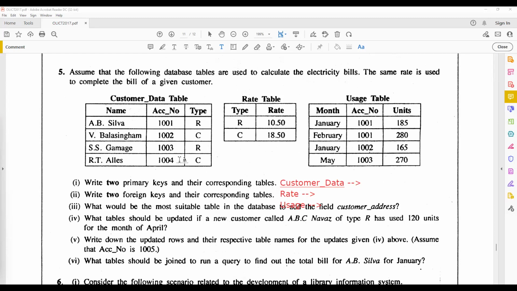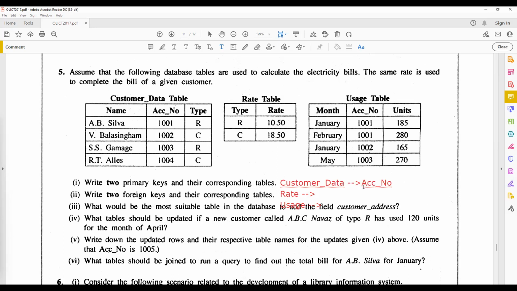So we can see that in the customer data table, this is 2017 paper 2, question number 5, part 1. In this particular case, we have account number. If you look at this, it's account number. So this is the primary key. So you better write both.